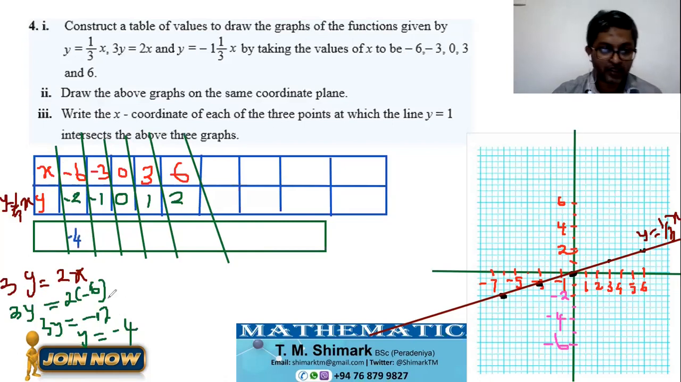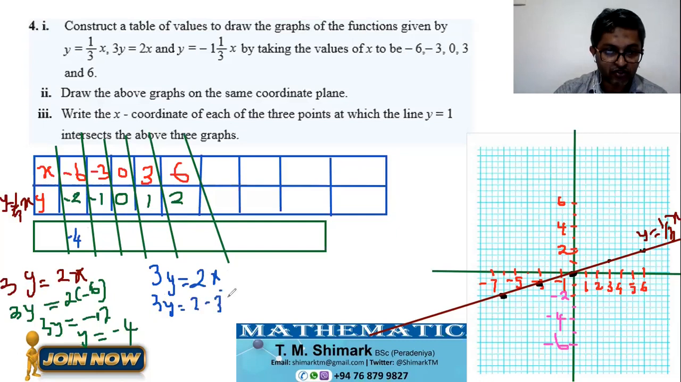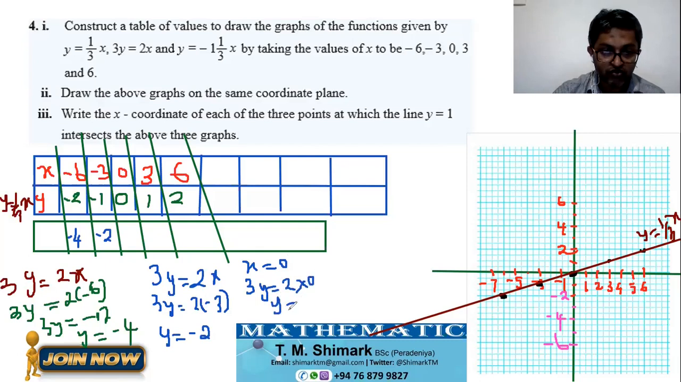Minus 4 here. So what's the next number? Minus 3. If I put it, what am I going to get? Check. I'm going to put minus 3 here. 2 into minus 3, that means minus 6. 3y equals minus 6. So y equals minus 6 divided by 3, which is minus 2. So y equals minus 2 here. X equals 0 means 3y equals 2 into 0, that is 0. So y equals 0.